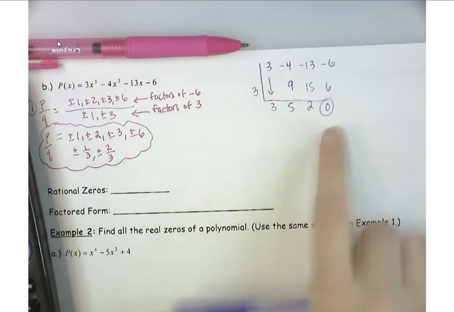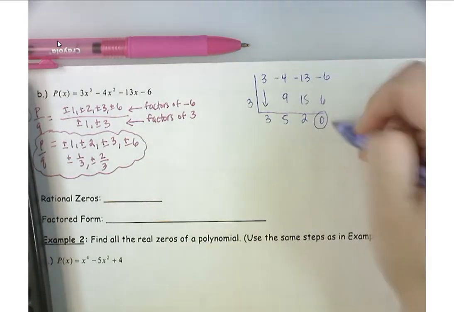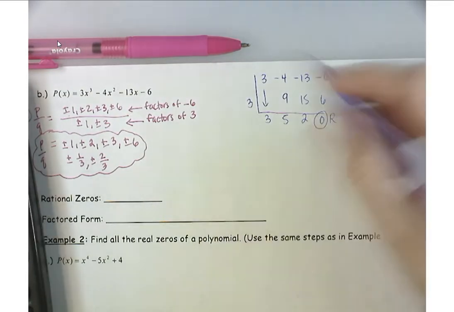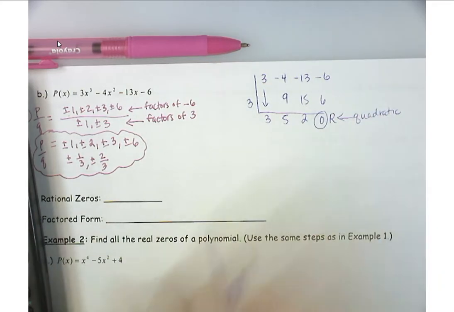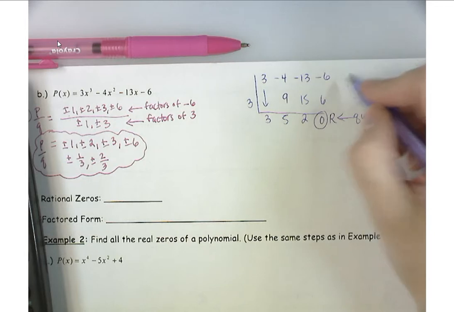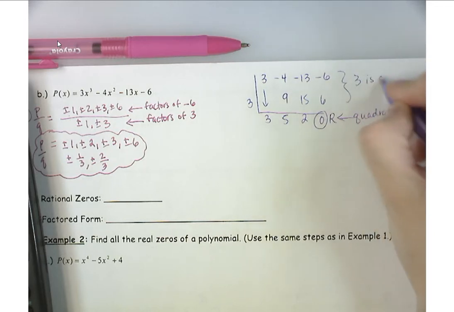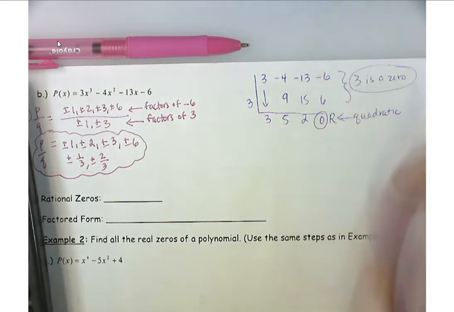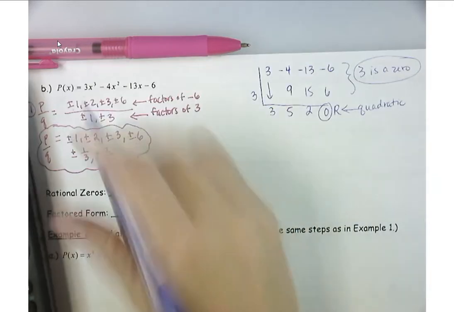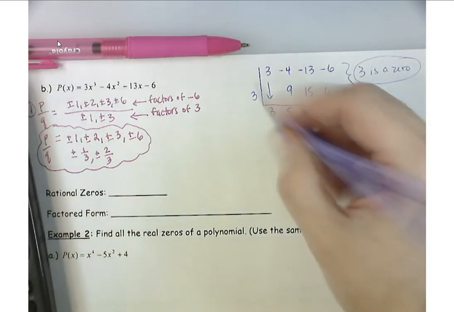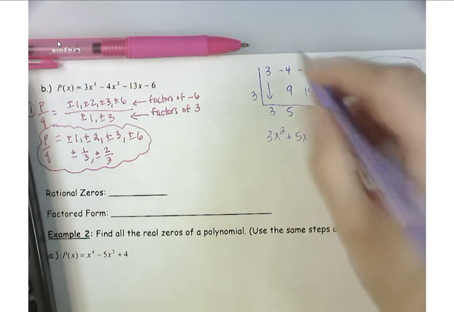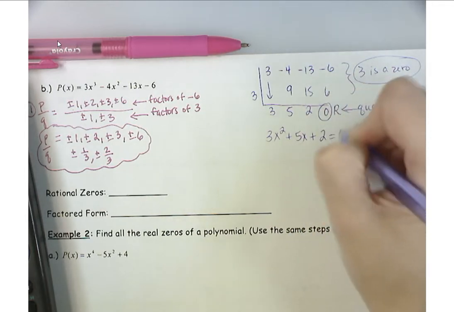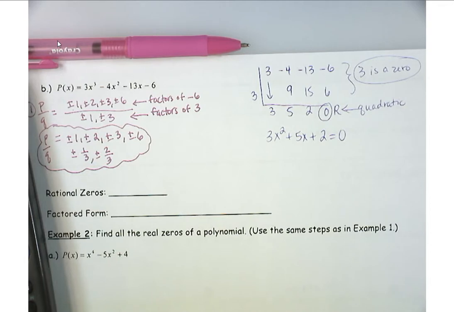Okay, so when I tested 3, I got 0 as my remainder, so that's awesome. Now I have a quadratic. Okay, so one of my rational zeros is going to be 3. Okay, 3 is a 0. I want you to understand that that's what this is verifying. Now that I have a quadratic, I have 3x squared plus 5x plus 2 equals 0. And then I'm going to go ahead and solve that.